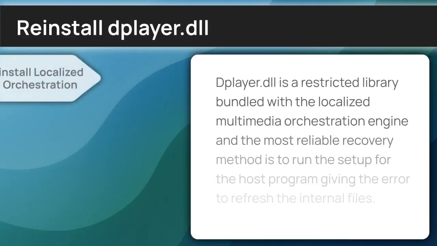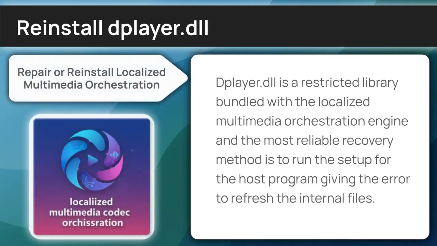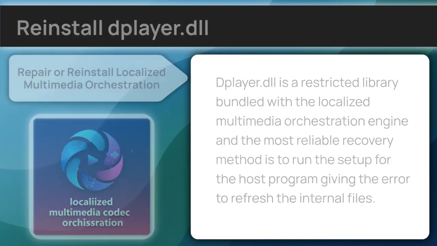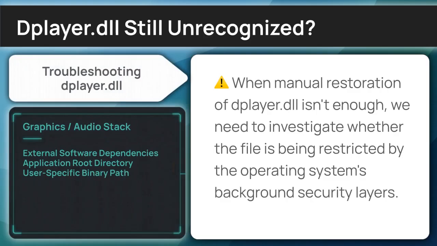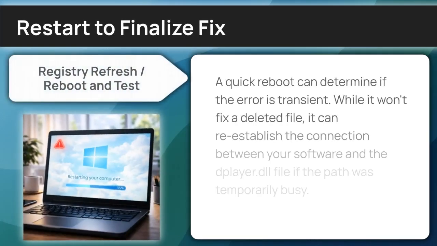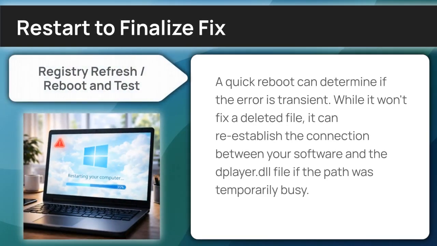Dplayer is a restricted library bundled with the localized multimedia orchestration engine, and the most reliable recovery method is to run the setup for the host program, giving the error to refresh the internal files. Should the file remain missing after a reinstall, we need to ensure that the operating system is forced to re-index its shared library paths. A standard reboot clears out temporary memory conflicts and gives the Windows loader another chance to properly register the Dplayer library component during startup.